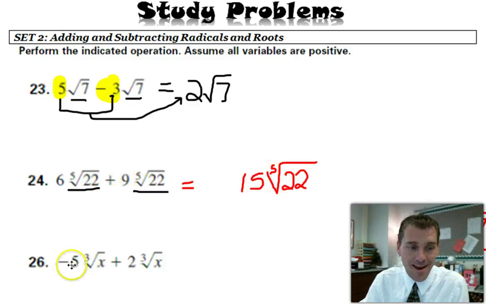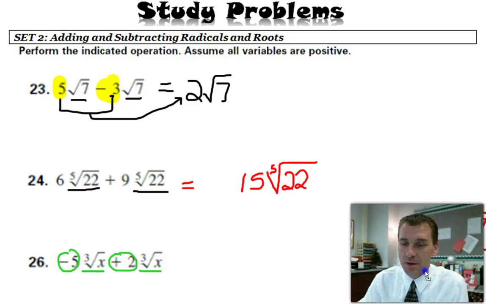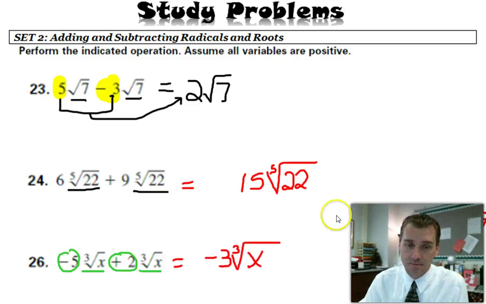And last one, negative 5. Check this out. Well, I have cube root of x, I have cube root of x. So those things are the same. Therefore, I can combine them and take the negative 5 and the 2 and put them together. And what does that give me? It gives me negative 3 cube root of x. And that's your final answer. There's nothing else you can do. So it's very simple with adding and subtracting radicals in that regard.